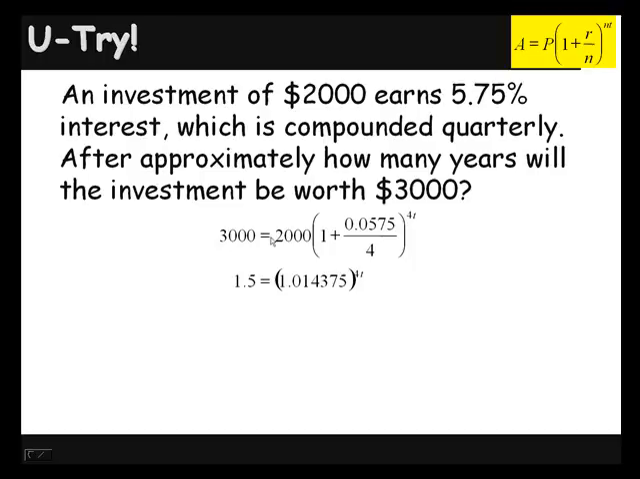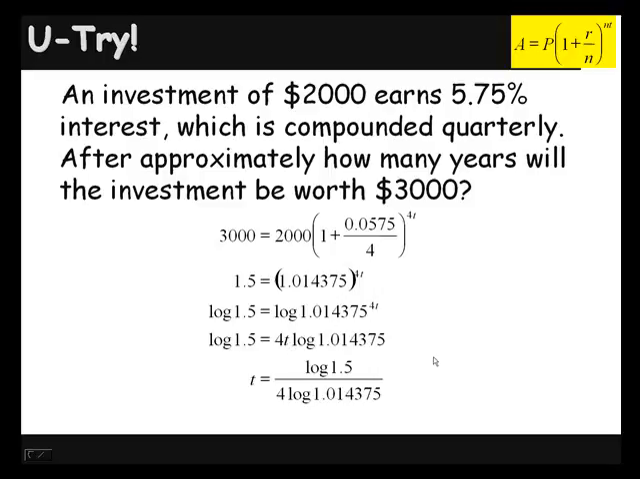If we divide both sides by 2,000, we can make it a little simpler. We can take the 1 plus the decimal here and make it a little simpler. So we've got 1.5 equals 1 point long decimal to the 4t. To solve for t, we're going to have to take the log of both sides so we can get the t out of the exponent and down here where it belongs. Divide both sides by that big long log and divide by 4 also, and t equals approximately 7.1 years.